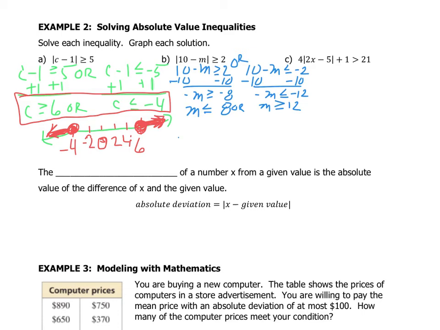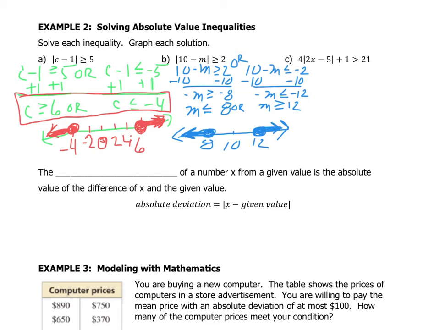Again, being an or statement, I'm going to have 8, 10, 12. Greater than or equal to 12 goes this way, and less than or equal to 8, bold and closed circle, would go that way to give me my solution for this one. Now on the next one.